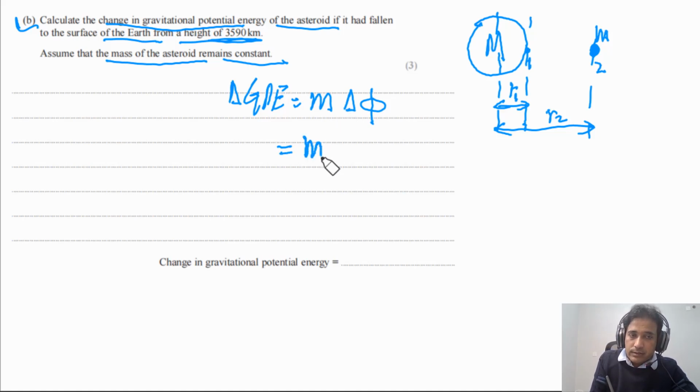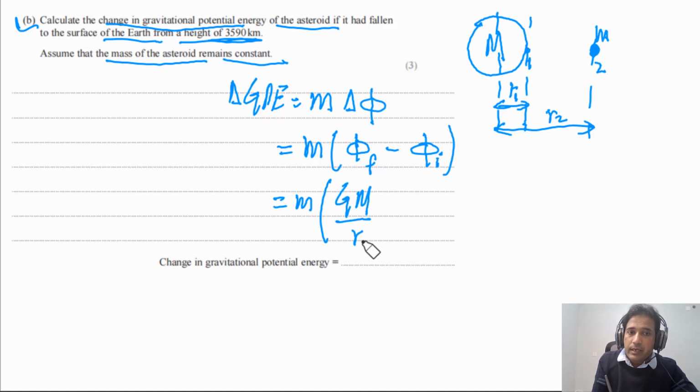So we can take this as m. So the change in potential, we can find the final potential. Final potential minus initial potential, means potential at this point. So this is m. The final potential will be G capital M divided by R1, but potential is negative, so we have to use a negative sign, minus potential due to this one. So this is negative G capital M divided by R2.